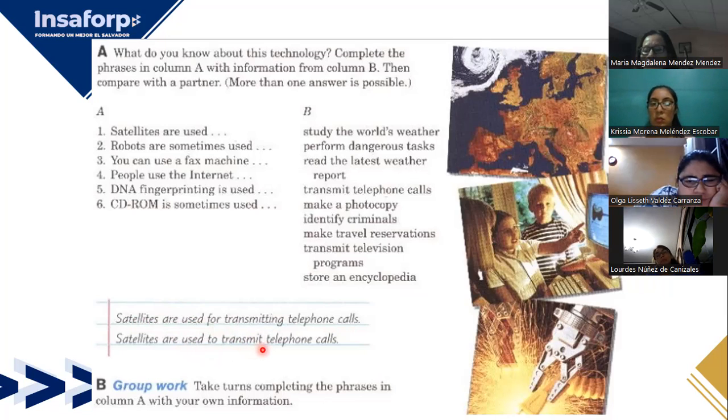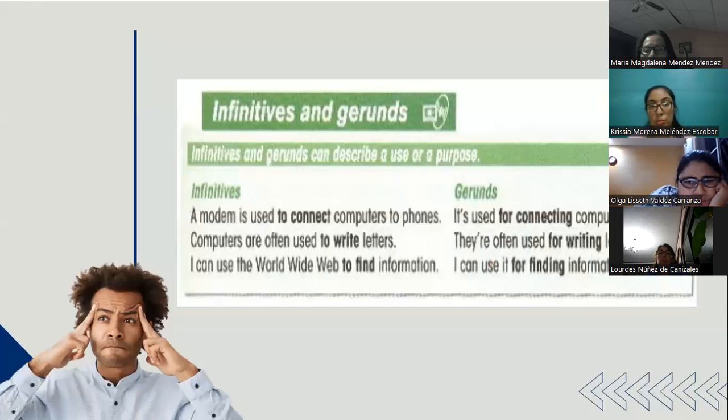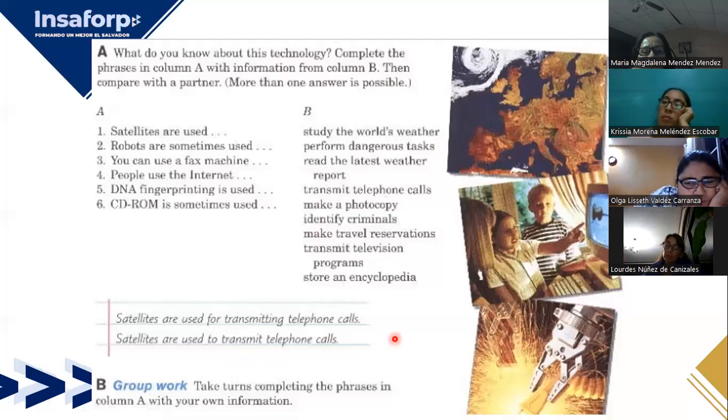To transmit. The two sentences at the end transmit the same idea. They are written in a different form, but at the end they transmit the same meaning or the same idea. The only thing that changes is the grammar form. As we were observing in the last slide, infinitive and gerund can describe or be used as a purpose. What is a purpose? Whatever thing that you wanted. What is to describe? When you want to talk about something.